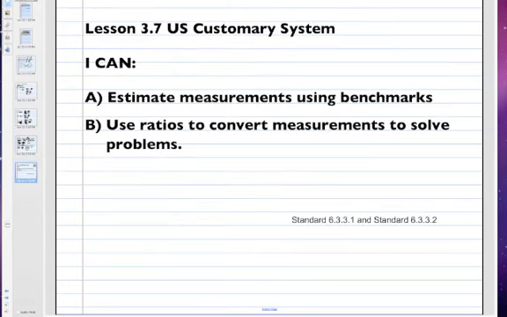So tonight we worked with the U.S. Customary system, the measurement that we use here in the U.S., and we learned that we can estimate measurements using benchmarks, and we learned how to use ratios to convert measurements in the customary system to solve problems. You can review any portion of this video, and when you feel ready, take the quiz at Schoology, and we'll see you soon.